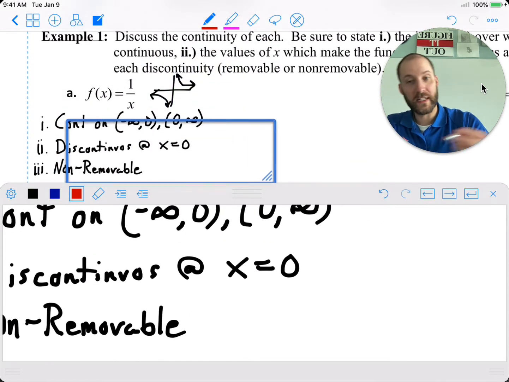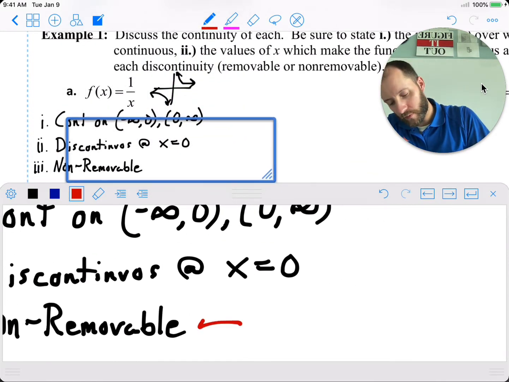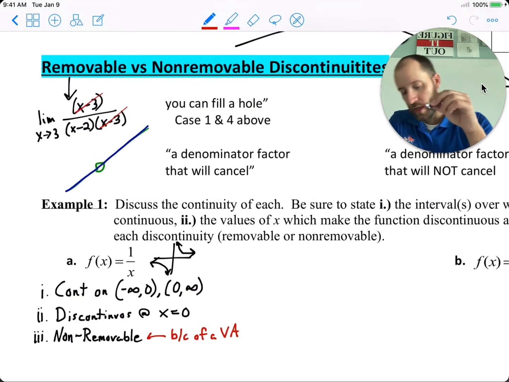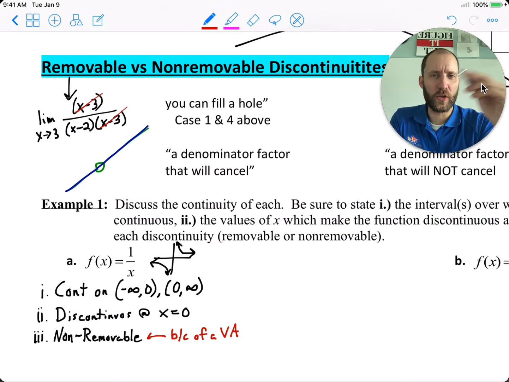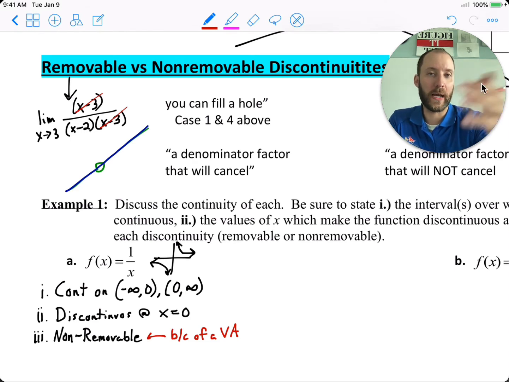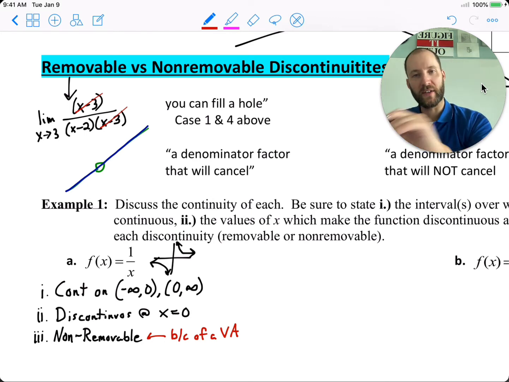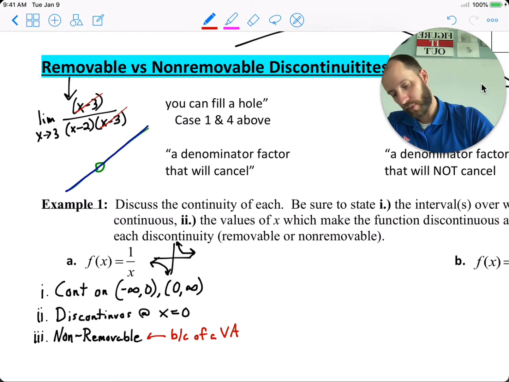And why is it non-removable? Non-removable because of a vertical asymptote. You really don't need to include that. They only wanted you to classify as removable or non-removable. But why not have the note, so when you refer back, you have something written down.